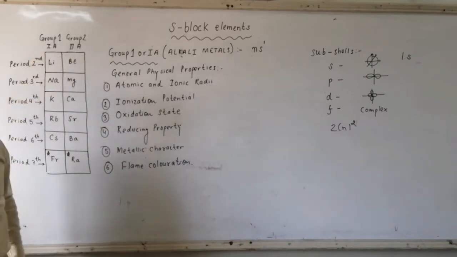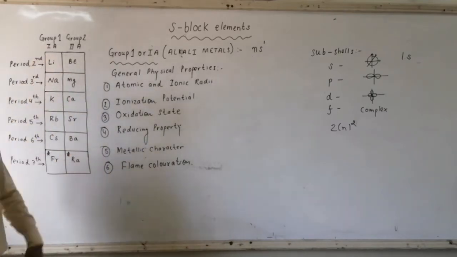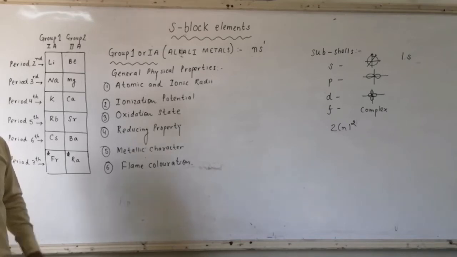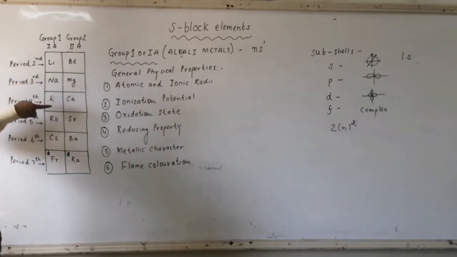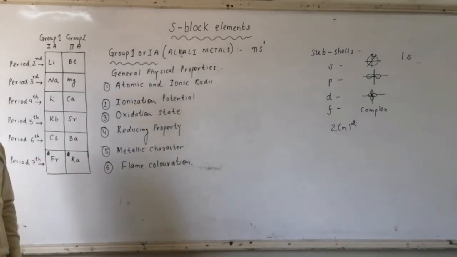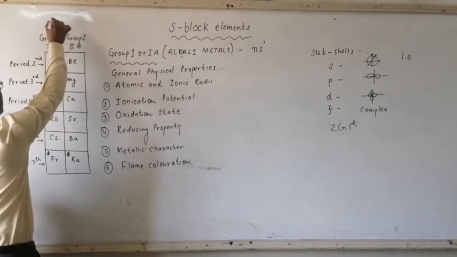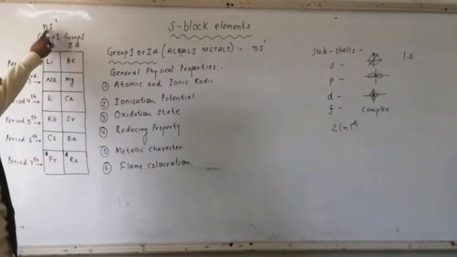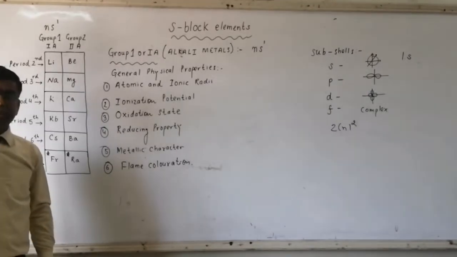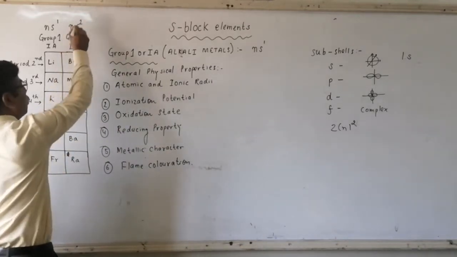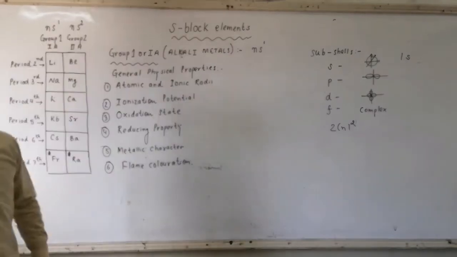Group 1 or first A is also called alkali metals, and group 2 or second A is also called alkaline earth metals. Alkali metals: lithium, sodium, potassium, rubidium, cesium and francium. For all these members, the general electronic configuration is ns1. n represents the valence shell. For second A, the general electronic configuration is written as ns2. You know it very well, s can accommodate 2 electrons.